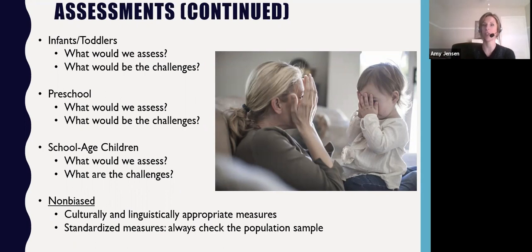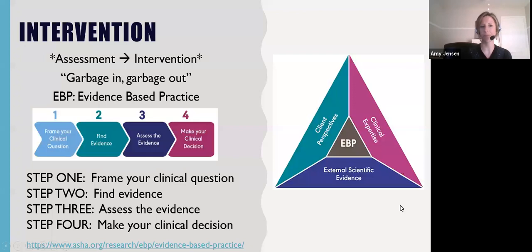It's what we call a difference, not a disorder. So we want to be sure that we're using appropriate measures that don't misidentify what's going on. Okay, so last of all, intervention. Good intervention is based on good assessment. It is a garbage in, garbage out model, right? So if we have a garbage assessment, we're going to have garbage intervention. So we want to be sure we are basing our intervention on really good assessment.